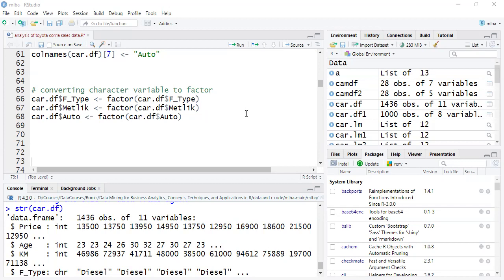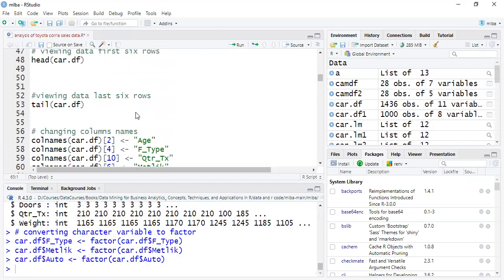Your CNIC number is a string because every person has a different CNIC number. It's not a category. But your subject is a factor because some of the students are from computer science, some of the students are from physics, some of the students are from business studies. So these are the factors. So I converted all of these three variables into factors. After running these commands, I will check the structure again.